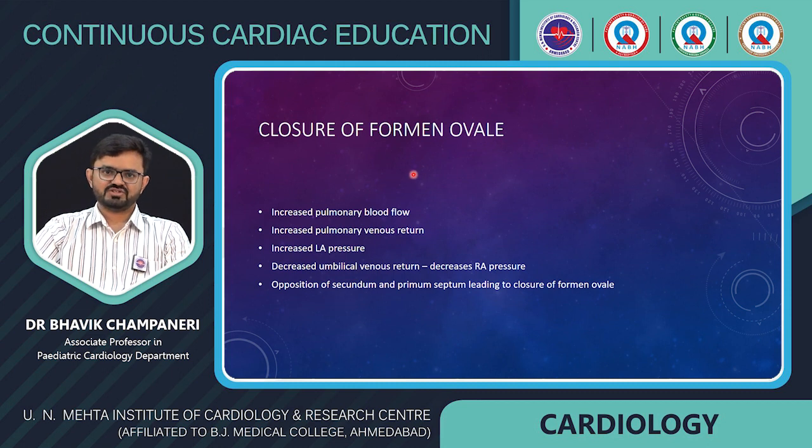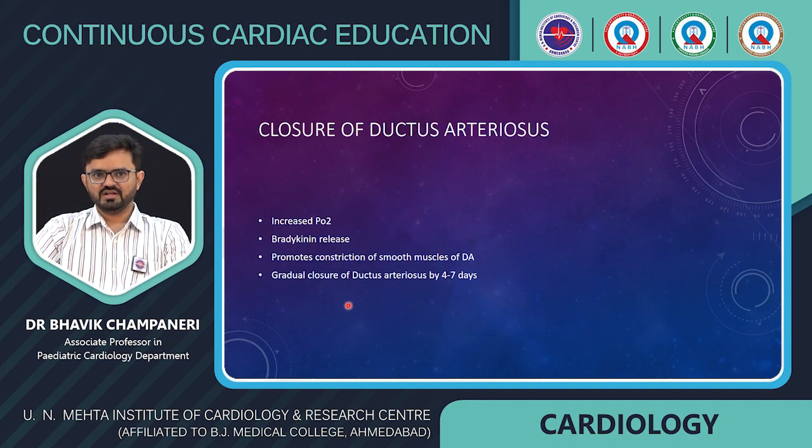The next transition is closure of the foramen ovale, and the mechanism is increased pulmonary blood flow. Because of that, the pulmonary venous return is increased, so LA pressure increases. At the same time, we have clamped the umbilical cord, so there is no umbilical venous blood coming to the RA, so RA pressure decreases. The decrease in RA pressure and increase in LA pressure eventually cause apposition of the septum primum and septum secundum, leading to closure of the foramen ovale.